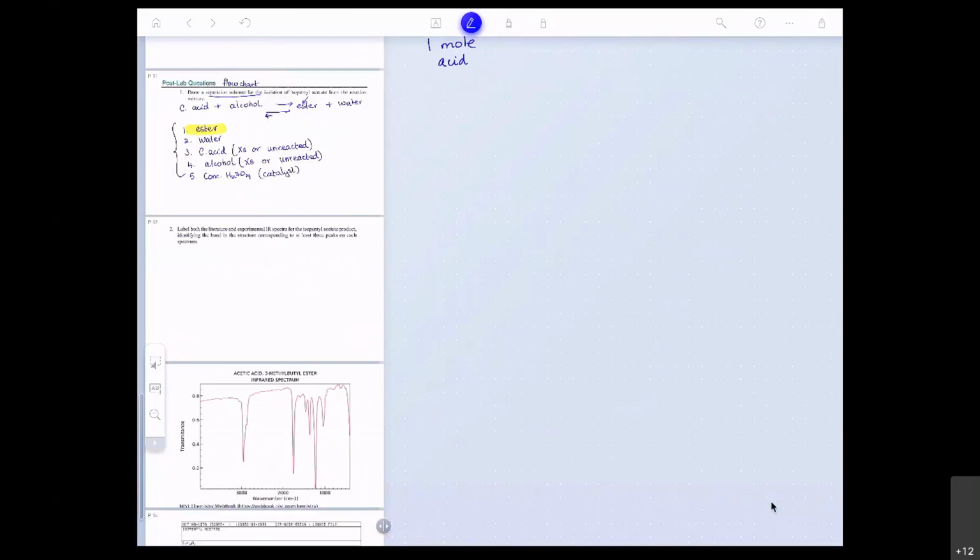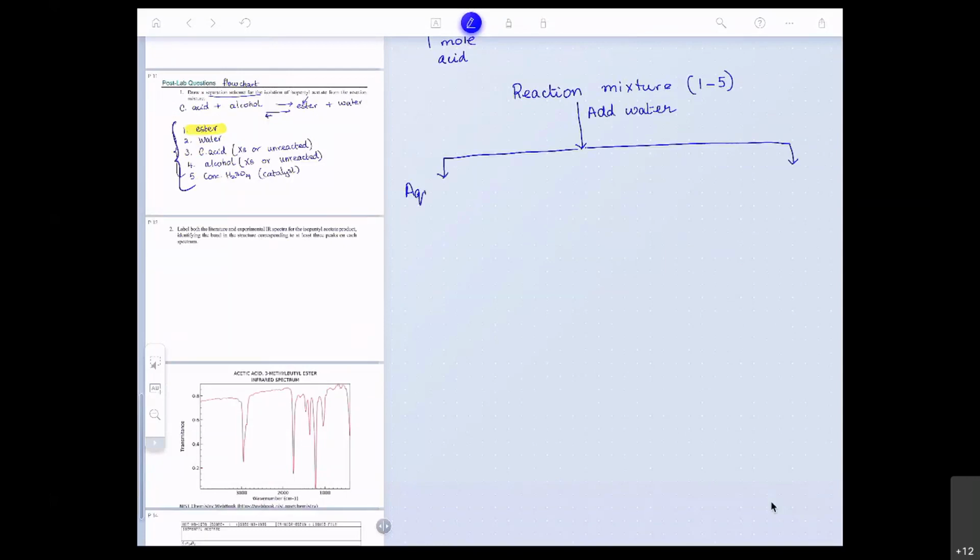So we are going to start with, I'll keep it very general and say, reaction mixture, and that's totally okay. When I say reaction mixture, it contains 1 through 5. It contains all these guys here. First thing, you're going to add water. All of this is given in the procedure. I'm just converting it into a flow chart, okay? So when you add water, it's going to divide into two layers. You're going to have an aqueous phase, or you can call it the aqueous layer, and then you're going to have an organic layer.